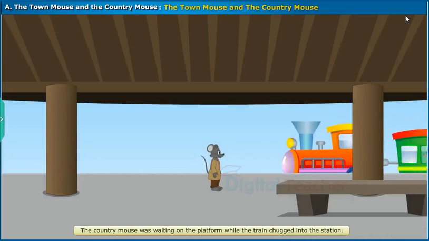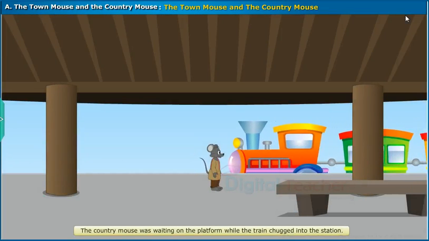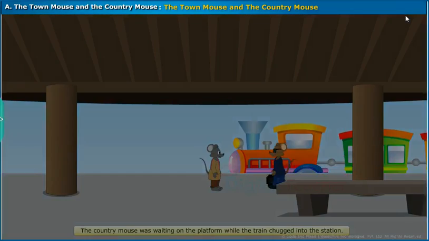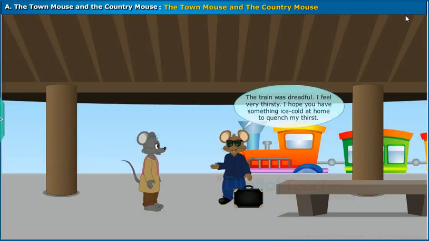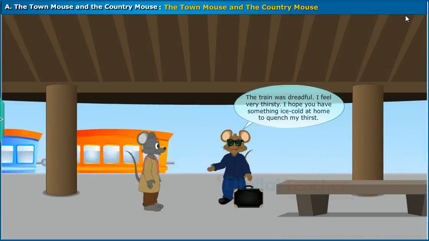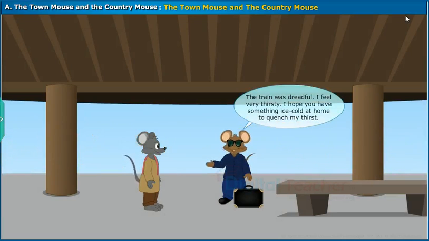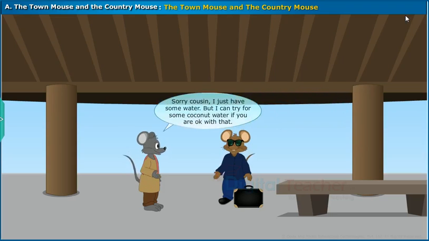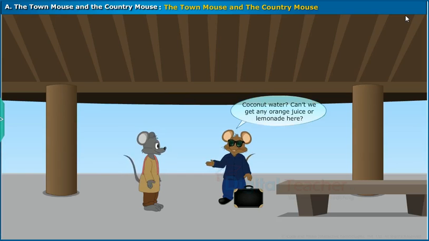The Country Mouse was waiting on the platform while the train chugged into the station. The train was dreadful. I feel very thirsty. I hope you have something ice cold at home to quench my thirst. Sorry, cousin. I just have some water. But I can try for some coconut water if you are okay with that. Coconut water? Can't we get any orange juice or lemonade here?